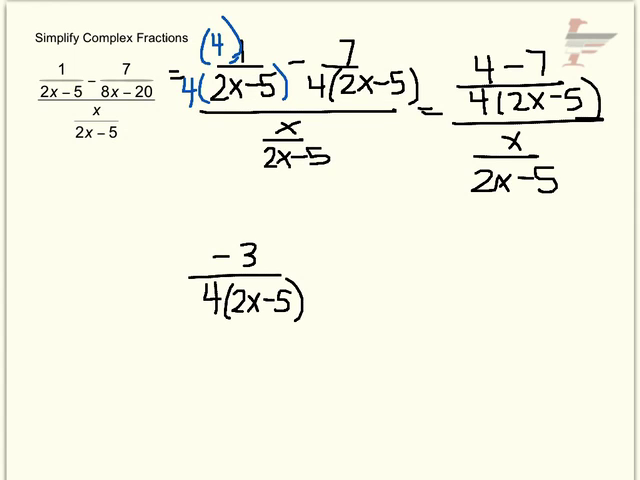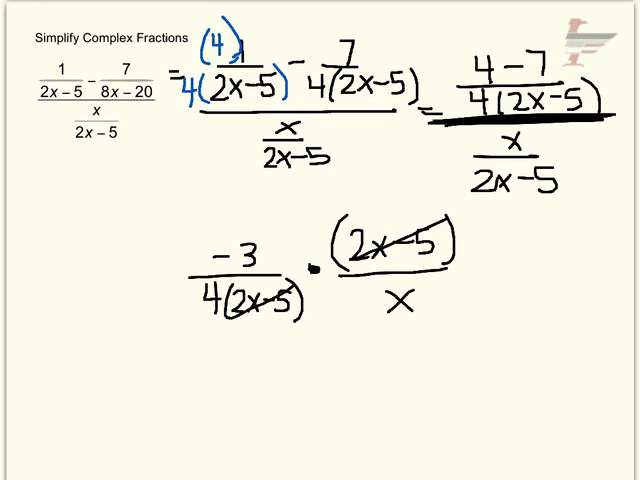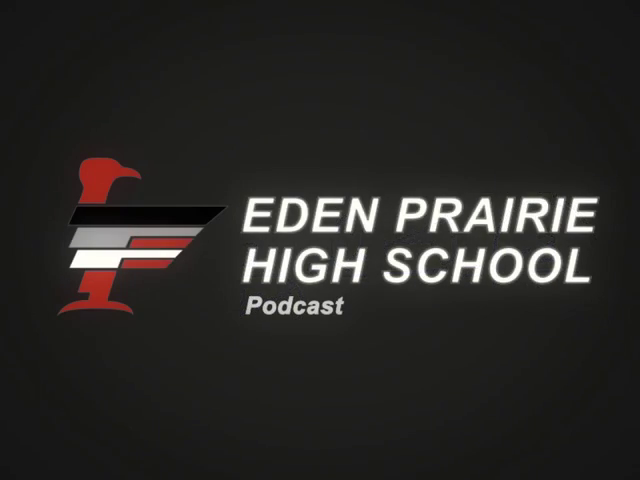And the denominator, since I'm dividing by a fraction, I'm going to flip this second fraction and multiply by 2x minus 5 over x, and the 2x minus 5's cancel, so my numerator is negative 3, and my denominator, if I multiply straight across, is 4x.